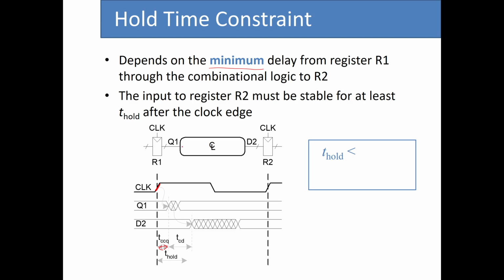Then we have the minimum amount of delay from the input of this combinational logic circuit to its output. So this is the TCD, the contamination delay for this combinational logic circuit. So for the hold time constraint to be satisfied, this hold time needs to be smaller than the sum of TCCQ and TCD. So we have T of CCQ plus T of CD. Again, the hold time for the input of register R2 needs to be smaller than the contamination delay of R1 plus the contamination delay of this combinational logic circuit.